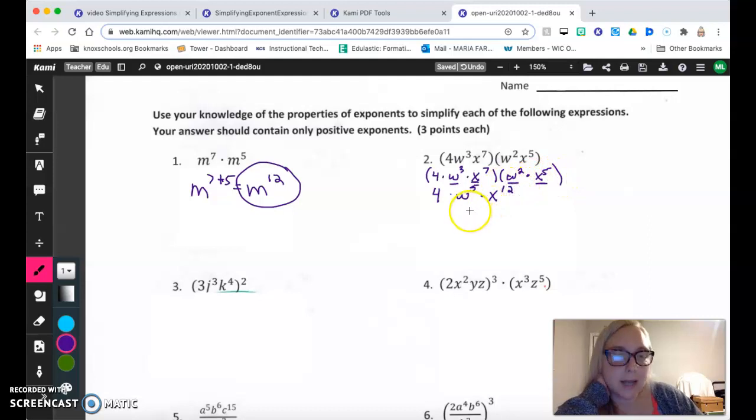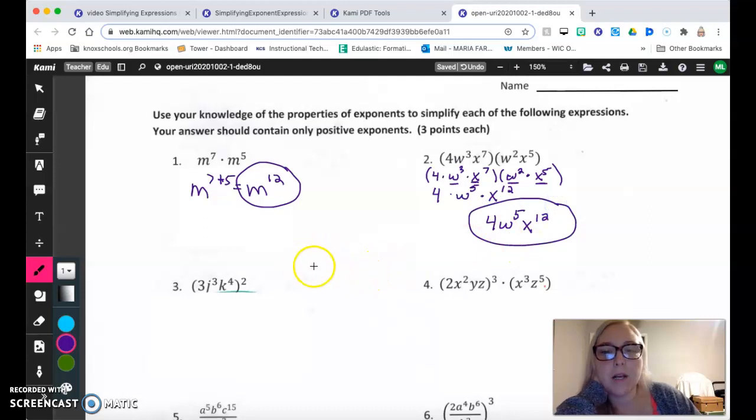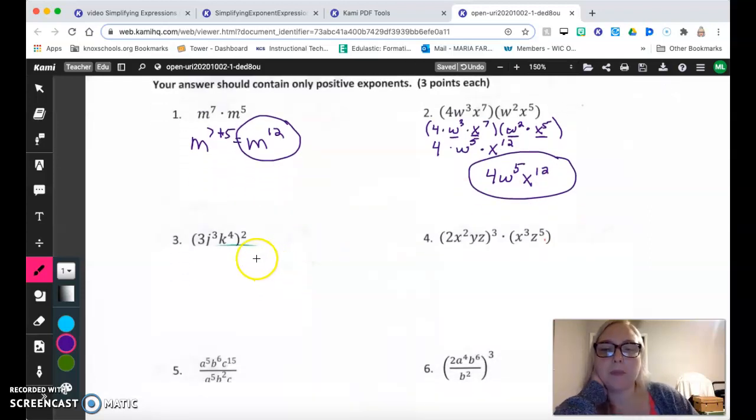The last step is always going to be for you all just to squish it all back together. So our simplified exponential expression here is 4w to the 5th and then x to the 12th. All right, so now we're going to look at number 3.